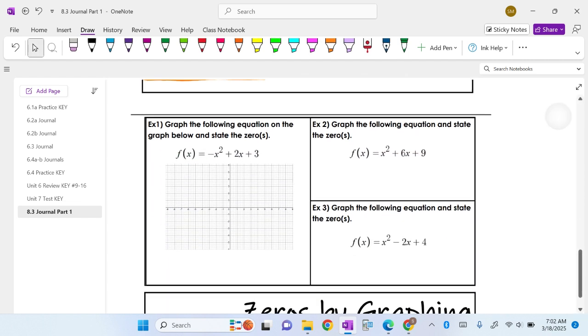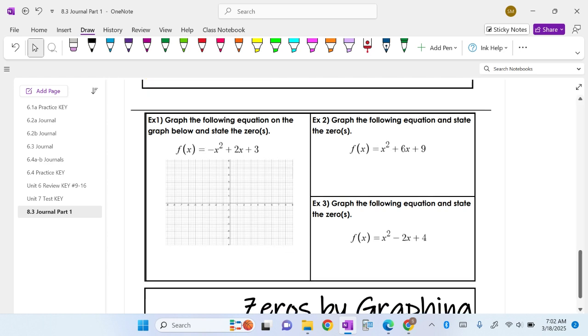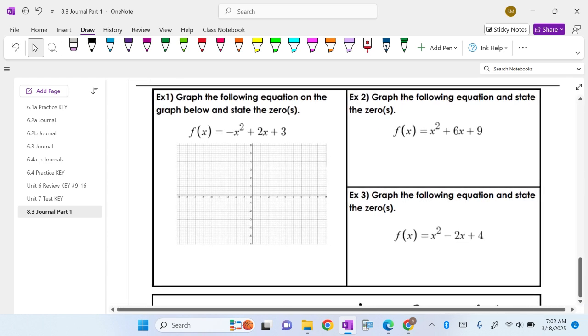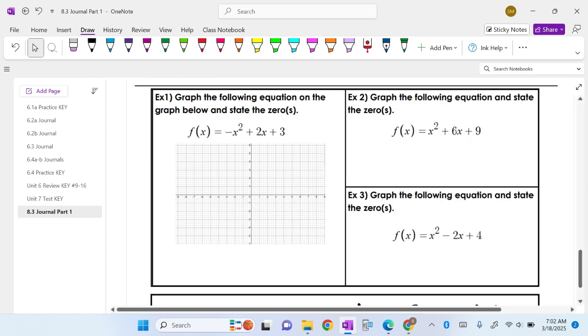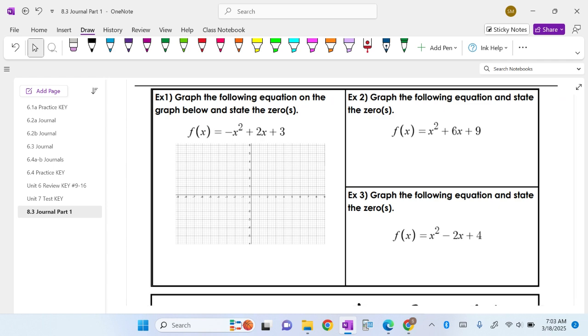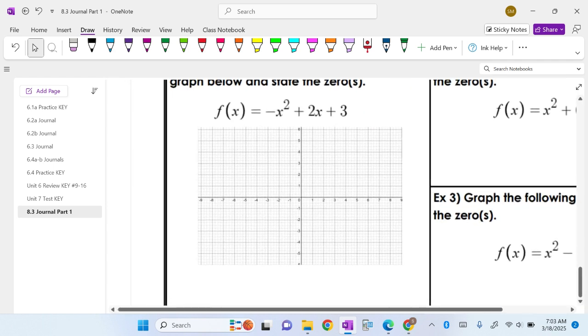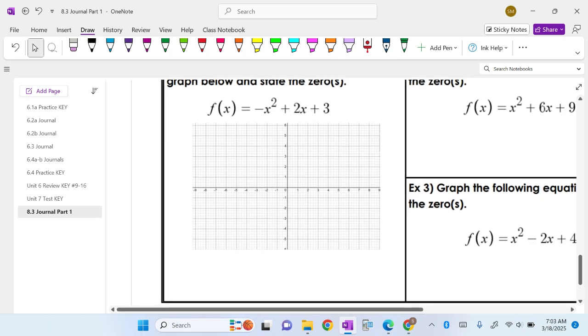So let's look at some examples. For this one, we're actually going to be graphing the equations. You can either do this by hand, or you can do this by creating a table in Desmos. But let me show you how you would do it by hand for example 1. So I'm going to show you how to get 1 point by hand.